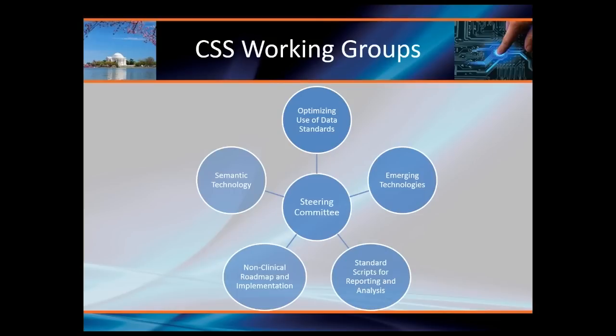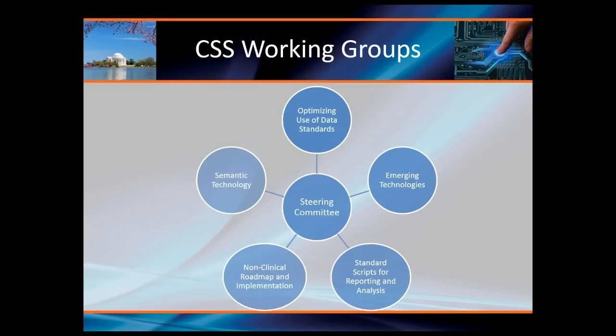We then have a non-clinical roadmap and implementation. So that's a very strong group that's working on various implementation methodologies around the non-clinical space, and a roadmap to improve the data and the communication in that area.